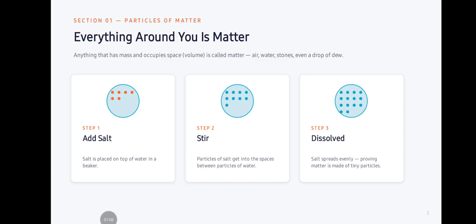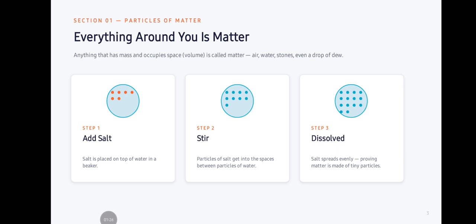So we'll go through particles of matter, that is, everything around you is matter. Anything that has mass and occupies space or has volume is called matter. Air, water, stones, even a drop of dew.